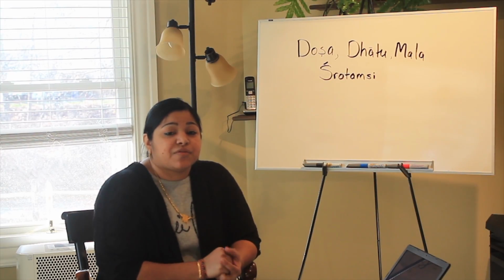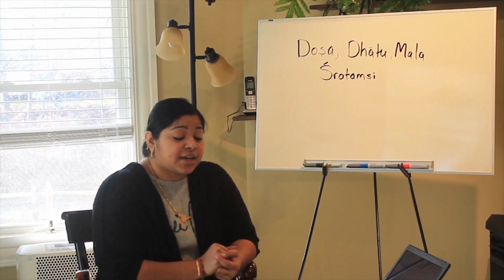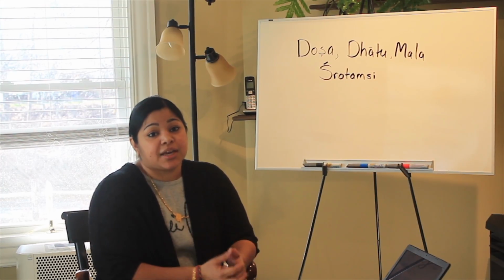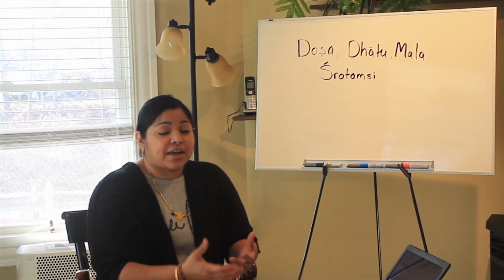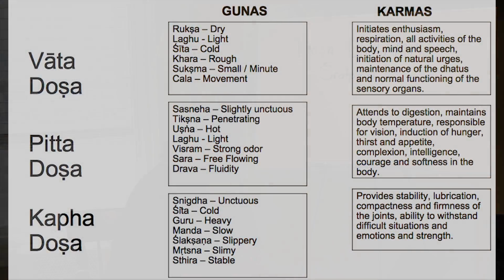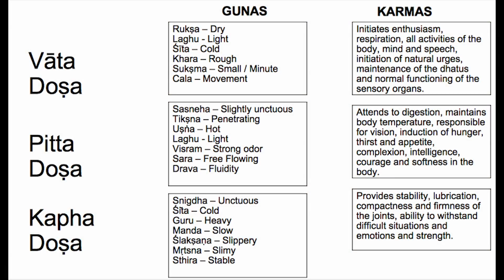Each dosha has specific functions that it carries out in the body. And again, this is the representation of the 5 elements and the role they play in human anatomy and physiology. So the specific functions or the karmas of the Vata dosha are: it initiates enthusiasm, respiration, all activities in the body. It's responsible for the proper functioning of the mind and speech, initiation of natural urges, maintenance of the dhatus, and normal functions of the sensory organs.